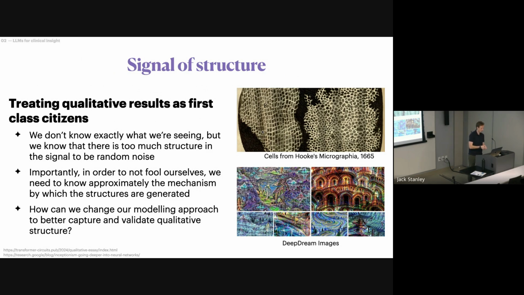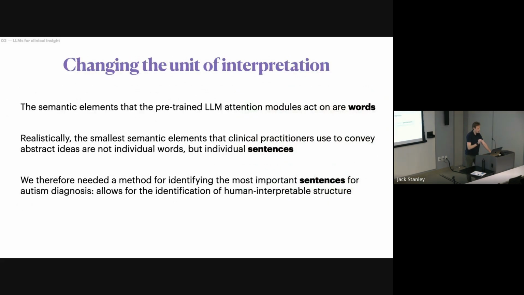So, based on this, we wanted to maybe change our modeling approach to better capture and validate this quantitative structure. So first identify the qualitative structure, then validate it using quantitative methods afterwards. So the key idea here was to change the unit of interpretation that we're acting on.